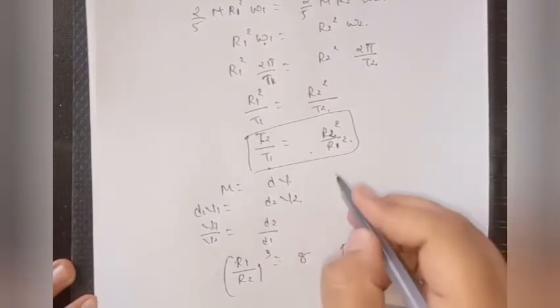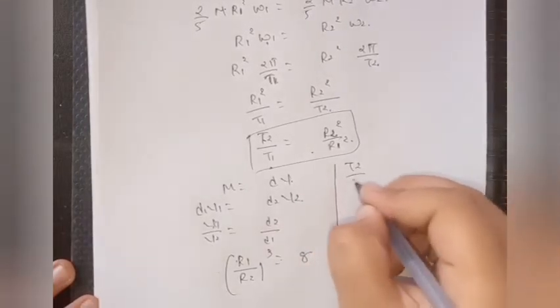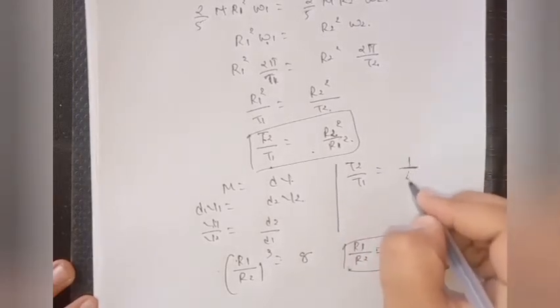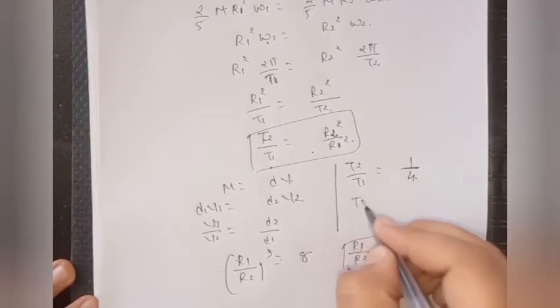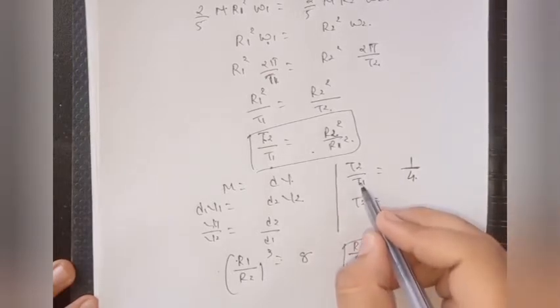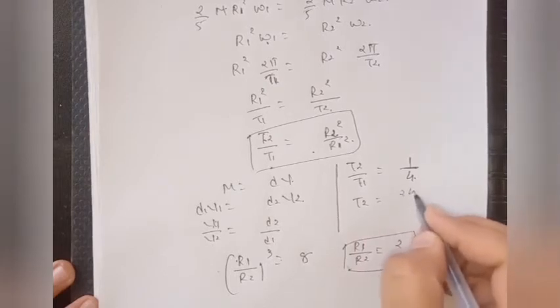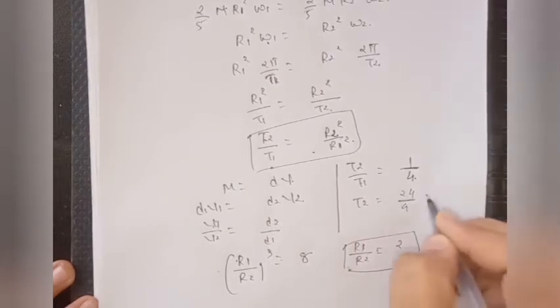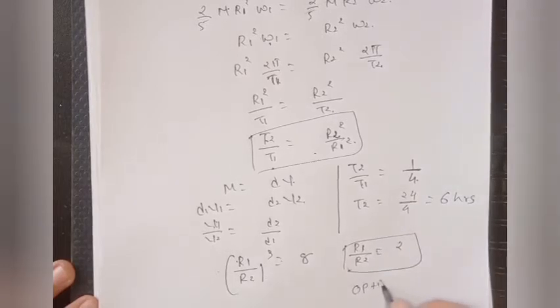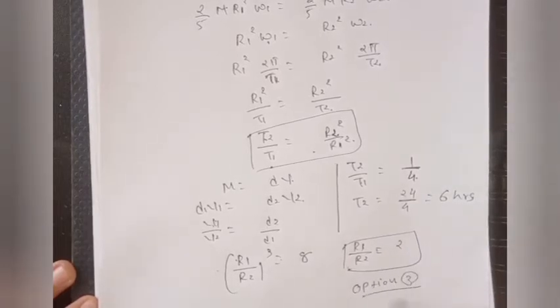Put this value in this equation. So T2 by T1 is equal to 1 by 4. We want to find the new time period of revolution. Present time period of revolution is approximately 24 hours. So 24 divided by 4, so 6 hours. So option 3 is the correct option.